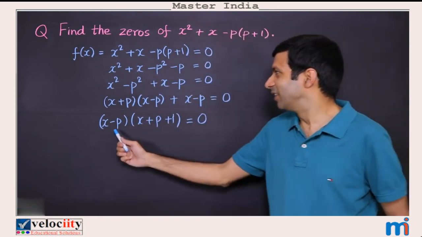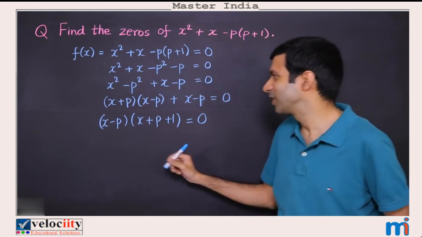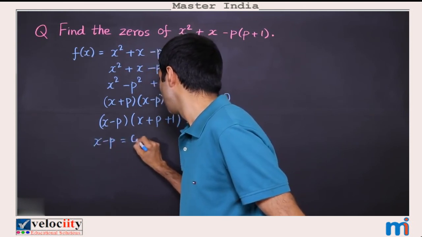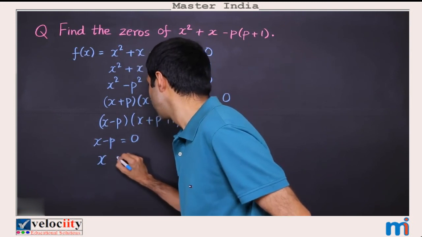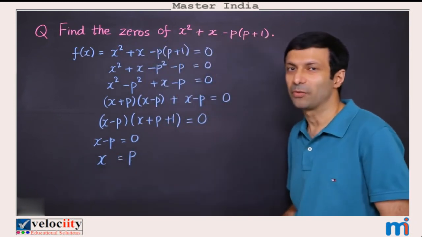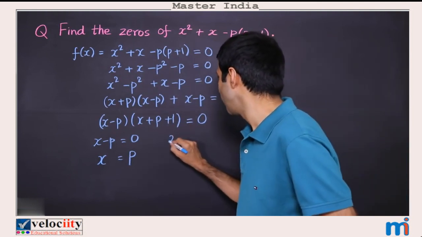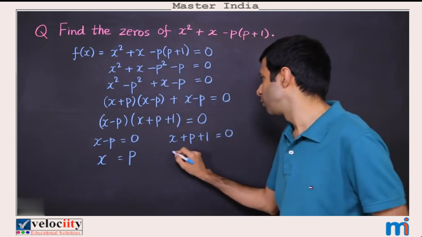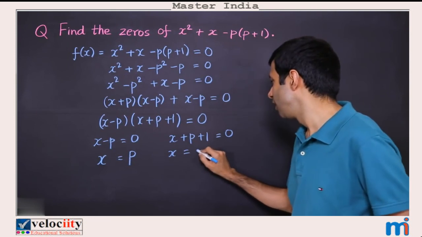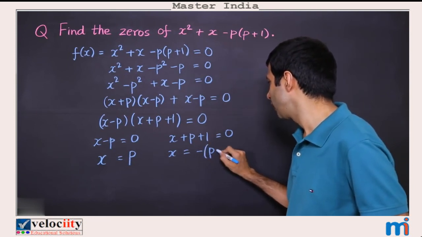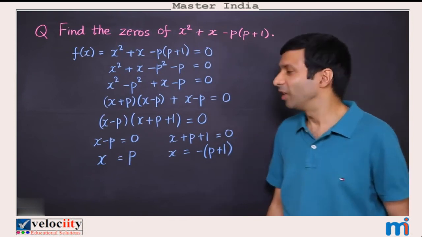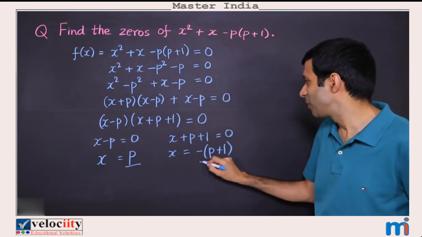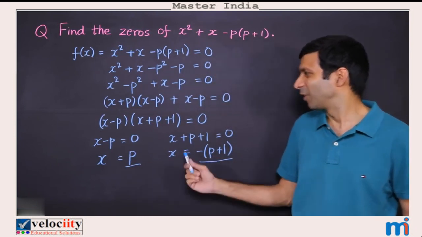So either this is 0 or this is 0. Those are our zeros of x. So x minus p is 0, so that's x equal to p. That's one of our zeros. And let's also equate this to 0. So x plus p plus 1 equals 0, which basically means x equals minus of p plus 1. It goes to the other side. So here we found the two zeros of this polynomial. It's p and minus p plus 1. That's our answer to this question.